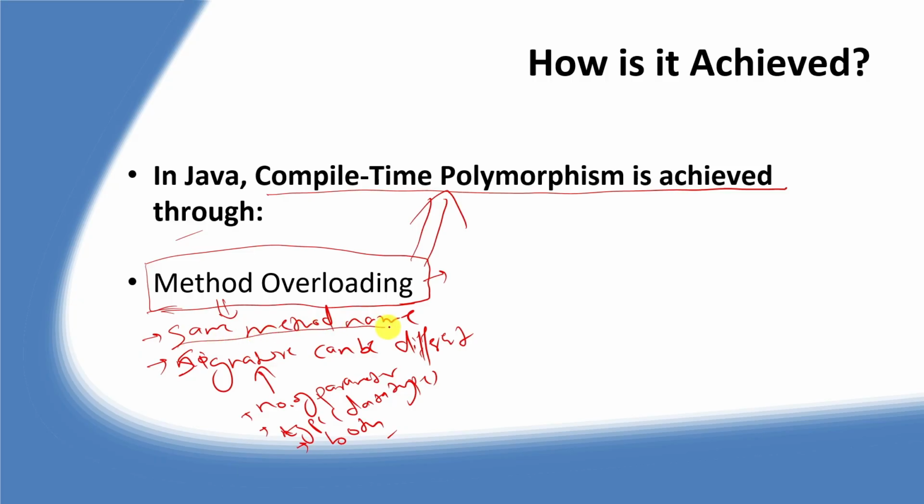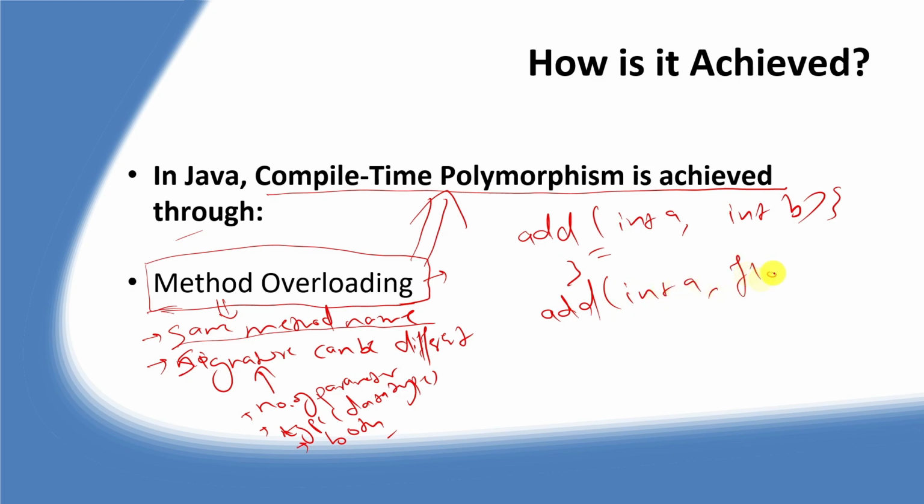So this is signature. So we have 2 rules of method overloading. The first rule is the method name should be the same. Let's say we are defining one method, add(int a, int b). So this is one method. Same method name, that is the first rule. I have kept the method name the same. Now add(int a, float b, int c).